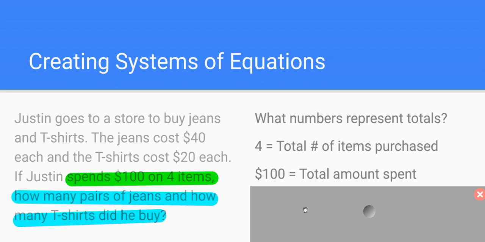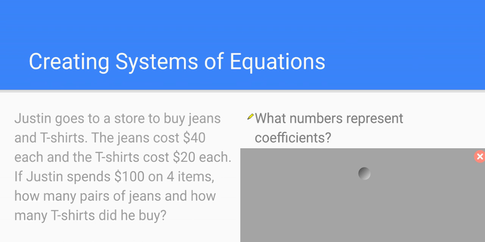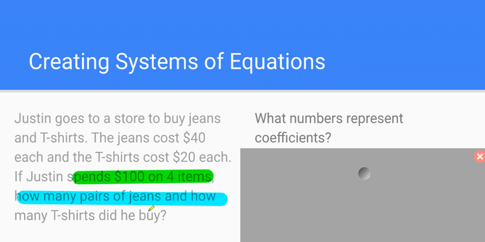Right? So we know that x and y represent jeans and t-shirts. We know that 4 is the total number of jeans and or t-shirts that he bought, some combination thereof, and he spent $100 doing that. Well, how did he spend $100? Well, we know that we've accounted for this, right? We had already accounted for what x and y represent.